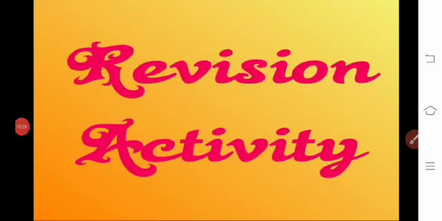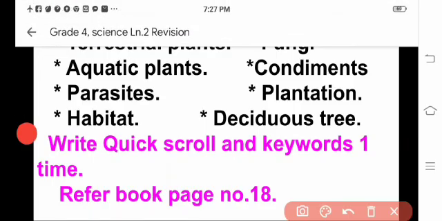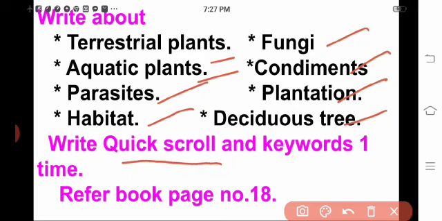See the revision activity, children. Write about terrestrial plants, aquatic plants, parasites, habitat, fungi, condiments, plantation and deciduous trees. Those questions you want to write the answers in your homework note. Refer to your textbook. Next, write the quick scroll and keywords one time. Refer to book page number 18.